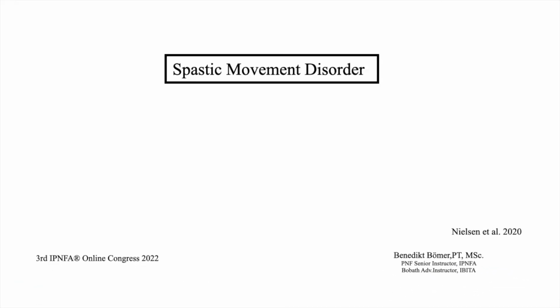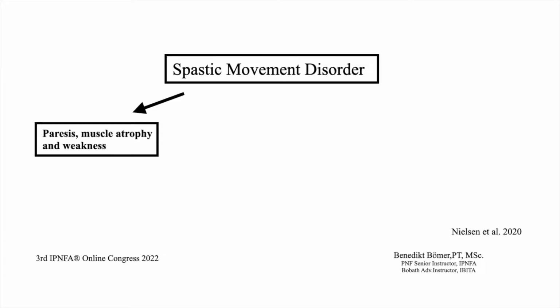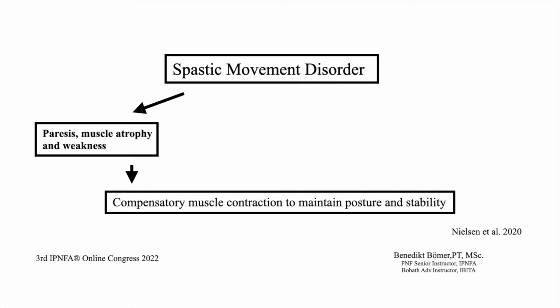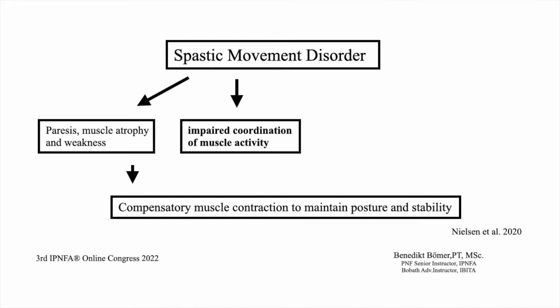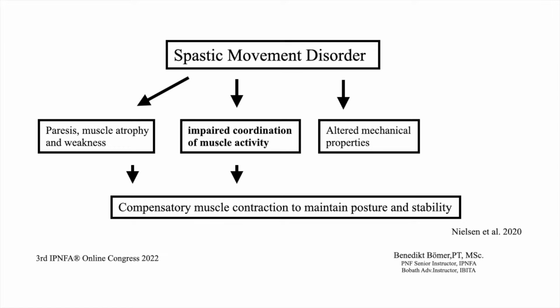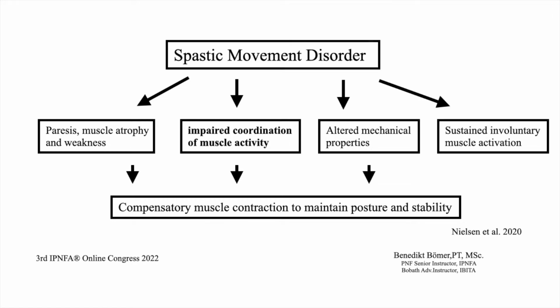Now to the new term, spastic movement disorder. There are the same features as the upper motor neuron syndrome: paresis, muscle atrophy, and weakness as a reason for this compensatory muscle contraction to maintain posture and stability. They also have the features of impaired coordination of muscle activity, altered mechanical properties, and sustained involuntary muscle activation, and all of them are the reason for this compensatory muscle contraction to maintain posture and stability. What I like with this new term is that they highlight this impaired coordination of muscle activity.